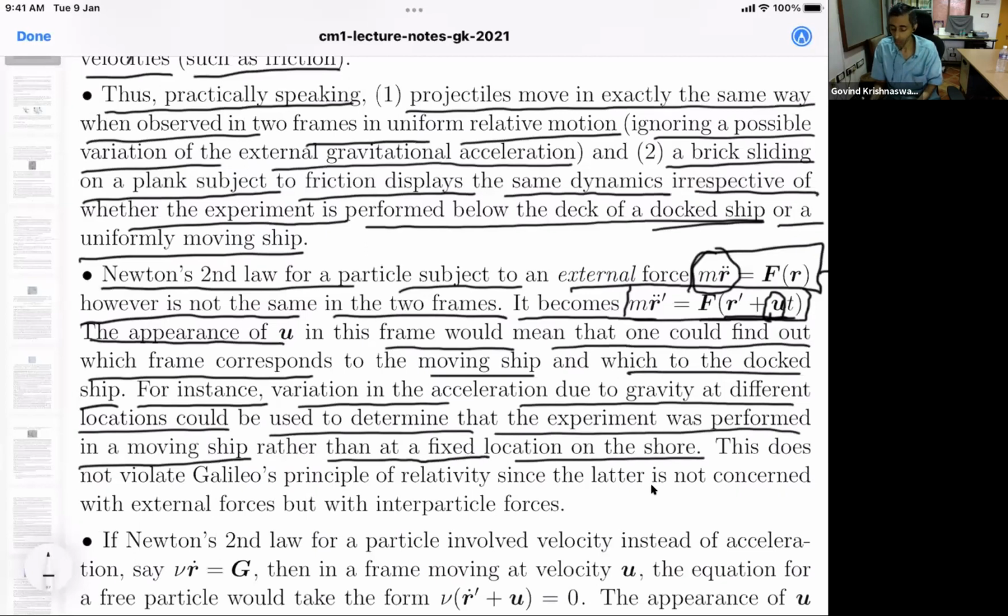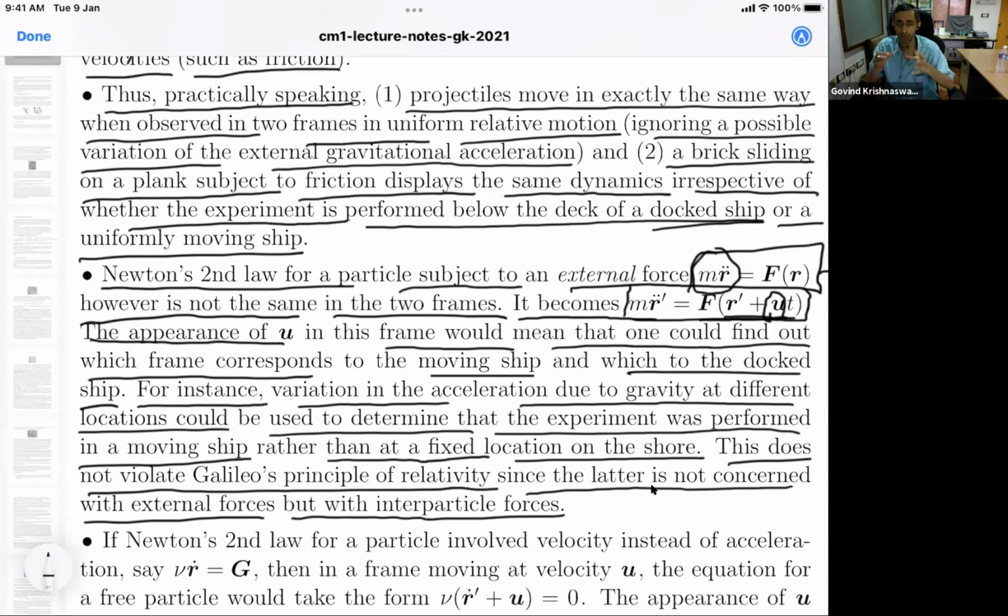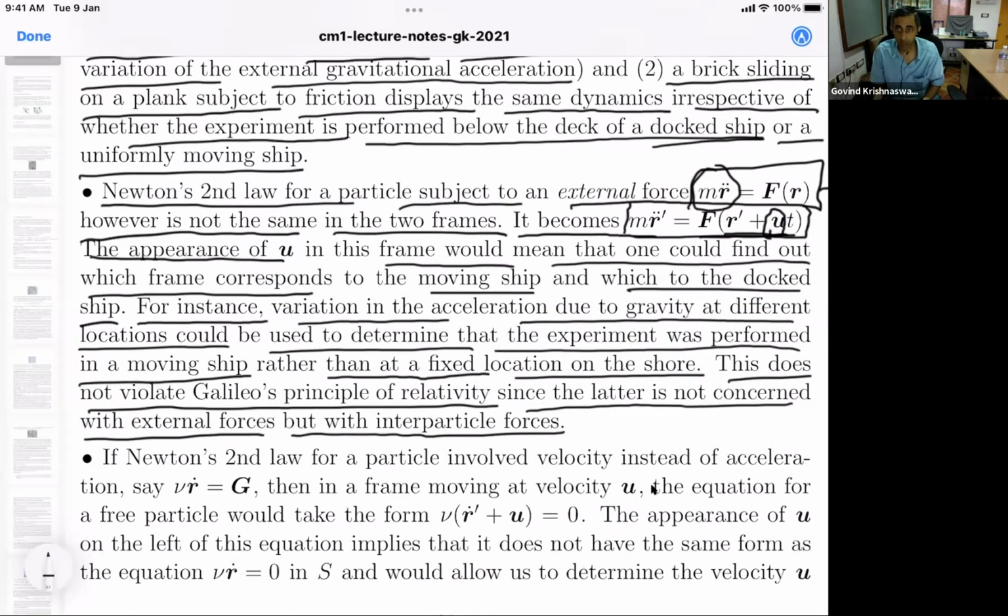Now, this does not violate Galileo's principle of relativity, since Galileo's principle of relativity is not concerned with external forces, not concerned with forces external to the ship and the room on the ship. It is only concerned with the interparticle forces, interbody forces on the ship. So I hope this clarifies some of these things. Any question about this?